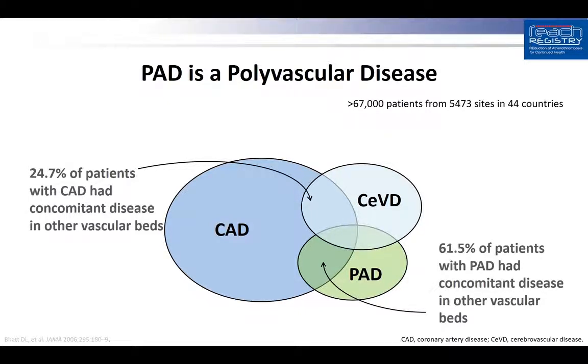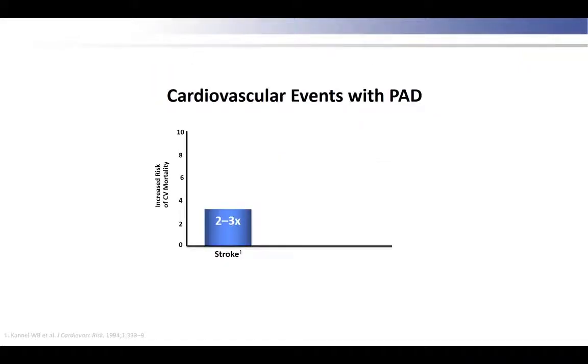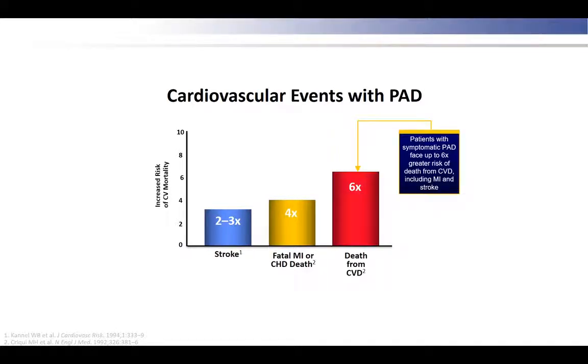And as I've said, these vessels are big, you're a huge burden, and you may just have isolated coronary disease, but actually when you've got PAD, 60% will have clinical evidence of disease elsewhere, and if you do an angiogram, they'll all have heart disease. So if you've got PAD, you're 2 to 3 times more likely to have a stroke, 4 times fatal MI, and 6 times death from cardiovascular disease. So when you see someone with PAD, you really have to think somebody with heart disease.